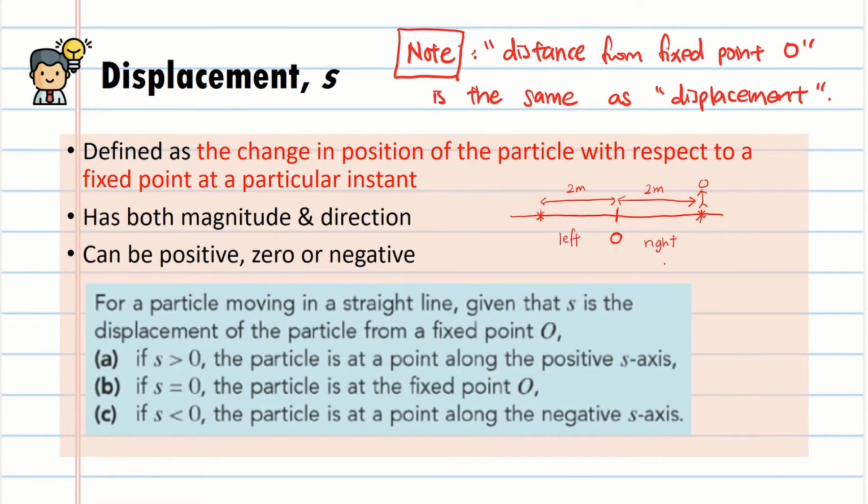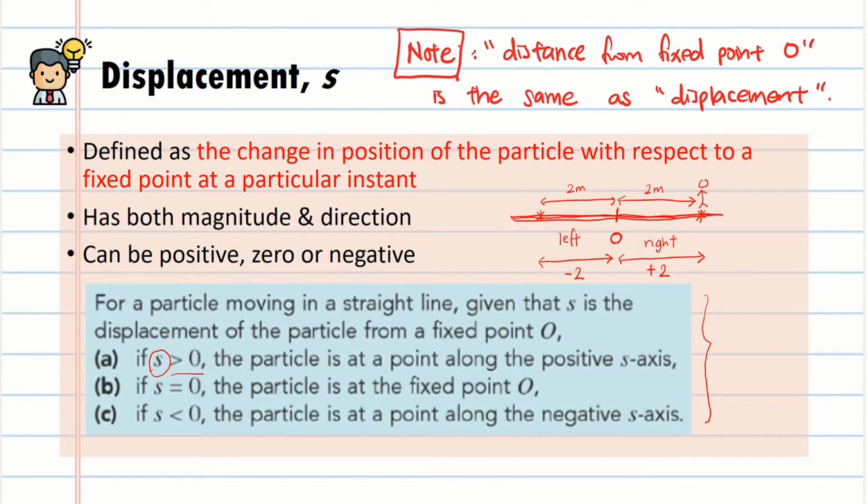So what we will usually say is that the right side is considered to be positive. So this displacement would be a positive 2, while this displacement here would be negative 2 in value. It is summarized in this box over here, whereby if s, which is the symbol we use to represent displacement, is more than 0, the particle is at a point along the positive s-axis. The s-axis refers to this line that I drew earlier.